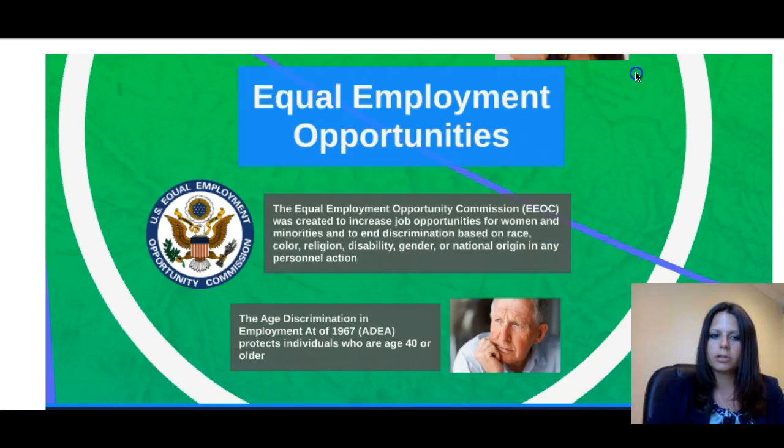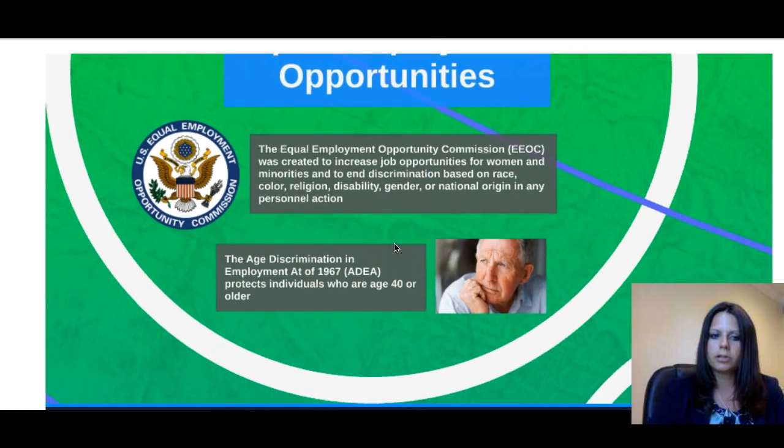Now, as a result of the Civil Rights Act, they created what's called the Equal Employment Opportunity Commission, the EEOC. And this was created to increase job opportunities for women, minorities, and really to help end discrimination. Now, it's still here today, but discrimination based on race, color, religion, disability, gender, national origin, or really any type of personnel action is protected under this law, under the Civil Rights Act, and the Equal Employment Opportunity Commission is there to help support that. They provide free legal counsel as needed to help make sure that this conduct is prevented and to help provide consequences to those who engage in it.